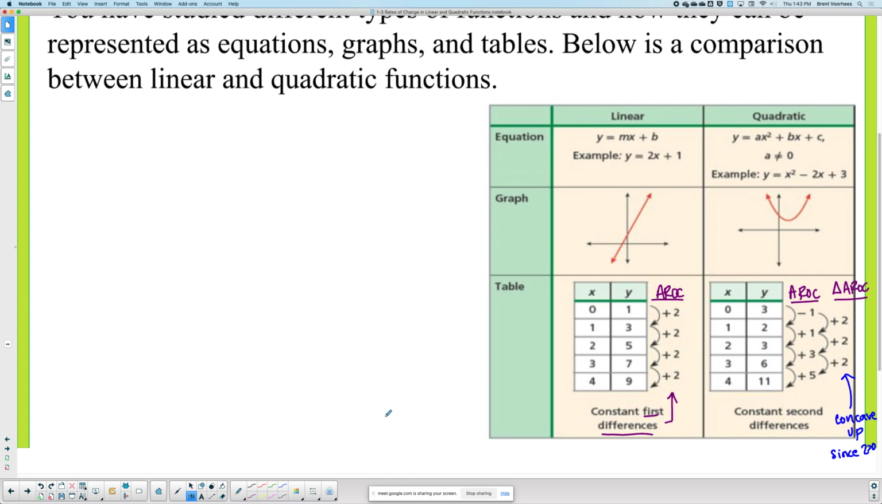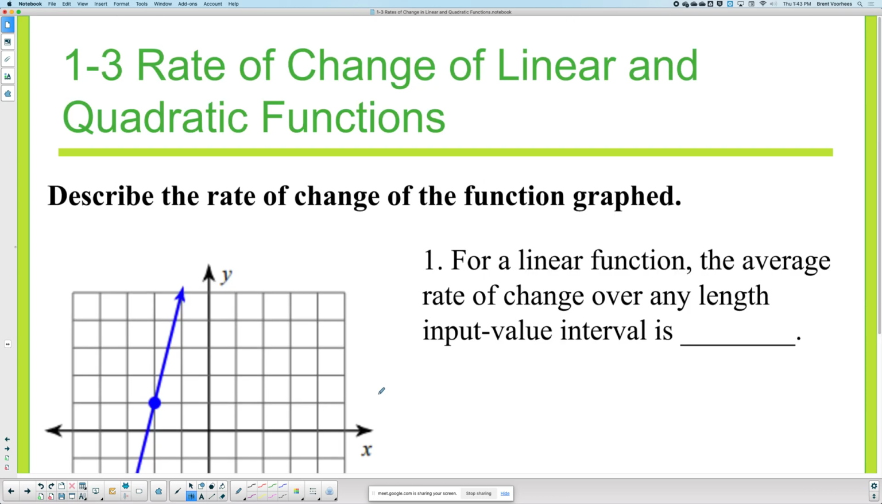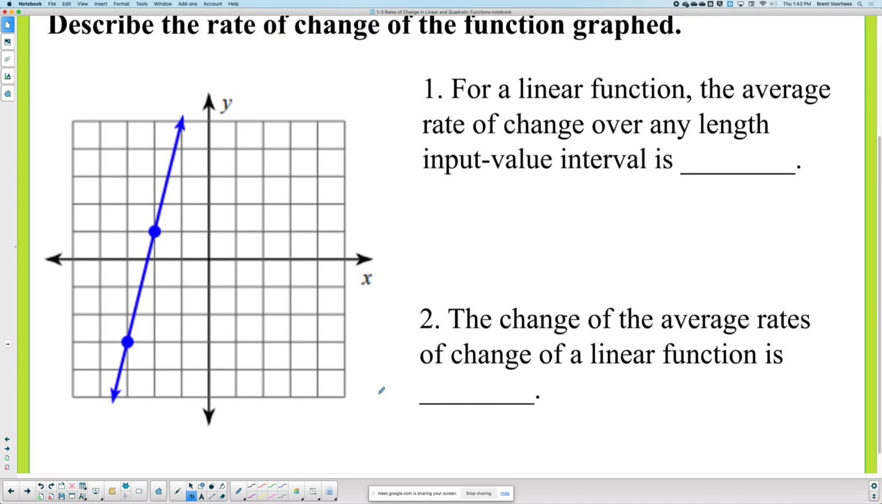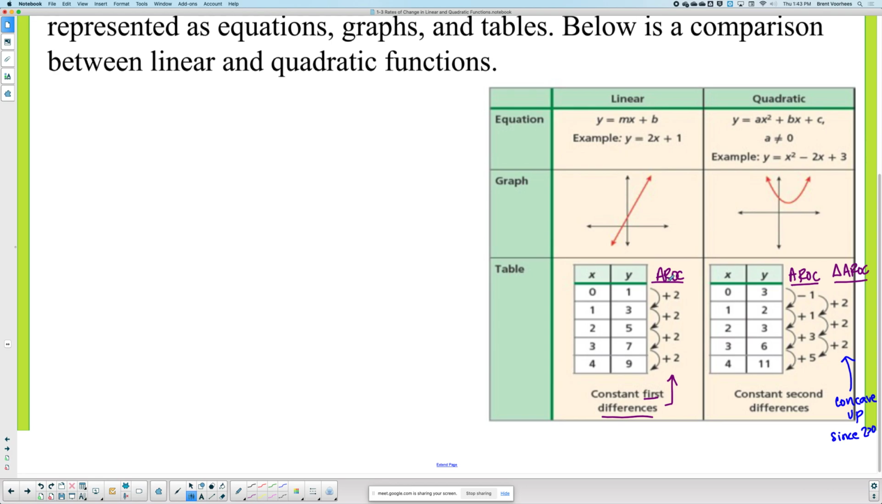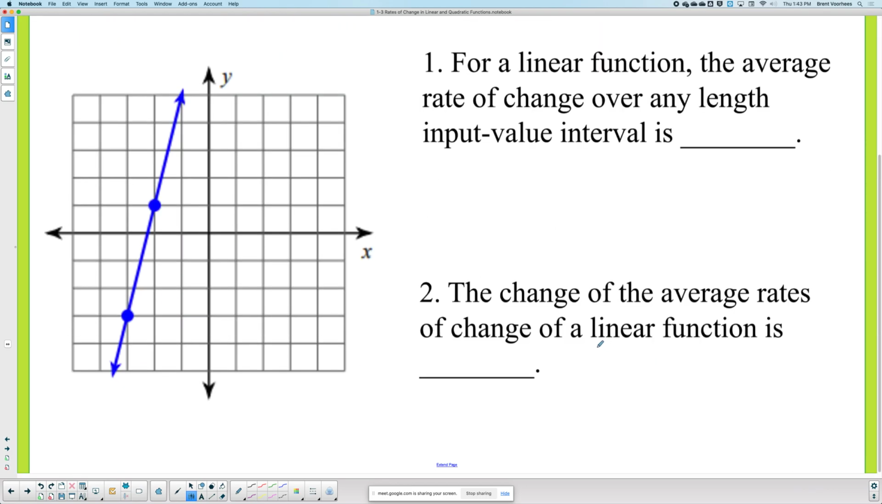So now, that's just your table, your rules to look at later. Let's actually start to fill some of this in. So here, what type of function do we have? A linear. For a linear function, the average rate of change over any input length interval is, let's go back and see. What could you tell me about the average rate of change for linear? Constant. Fill in the word constant there. Constant is your first blank.